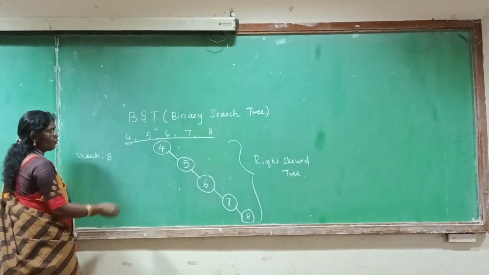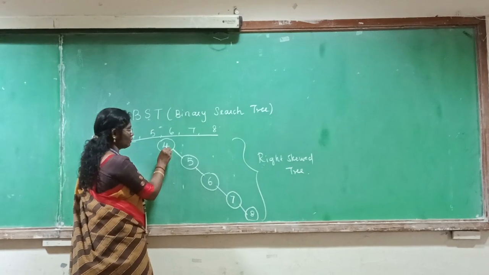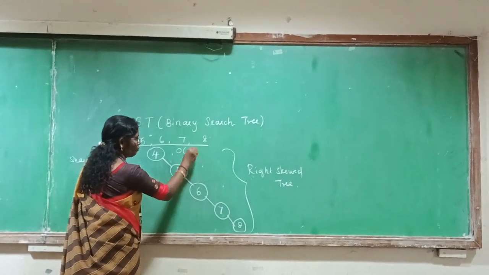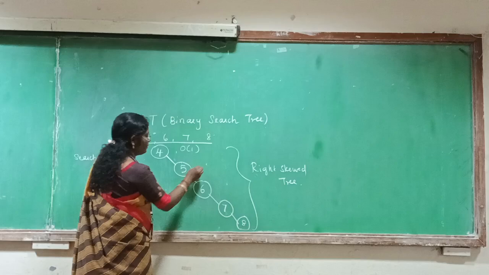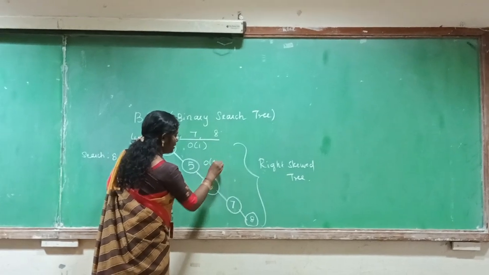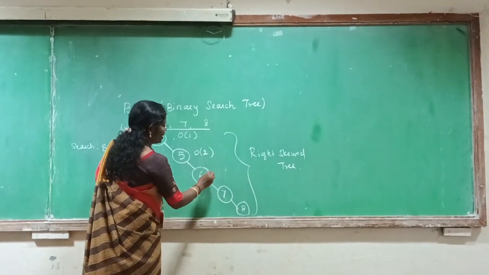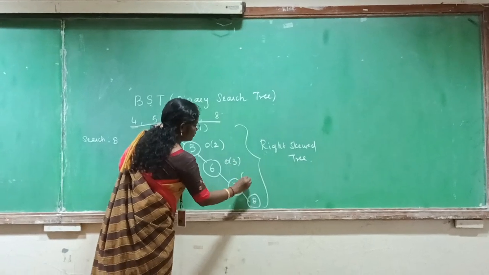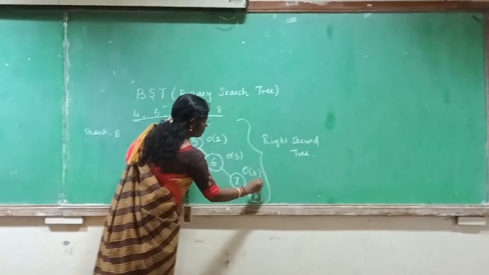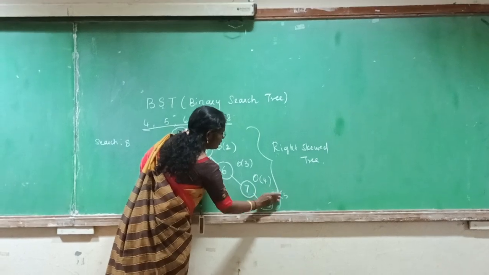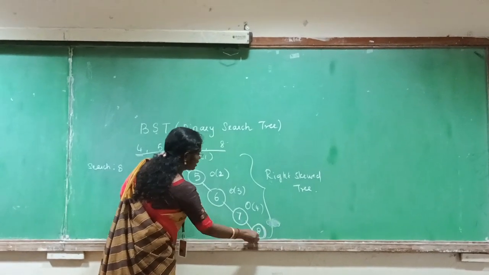If I want to search for 8, first I will compare with 4. So the number of comparisons is 1. Again I have to compare with 5, so the number of comparisons is 2. Again, I will get totally 4 comparisons in order to reach 8.